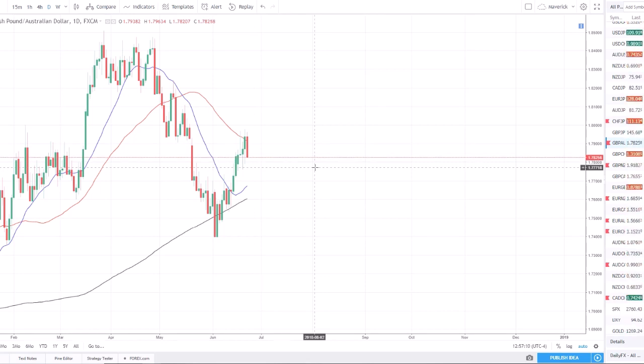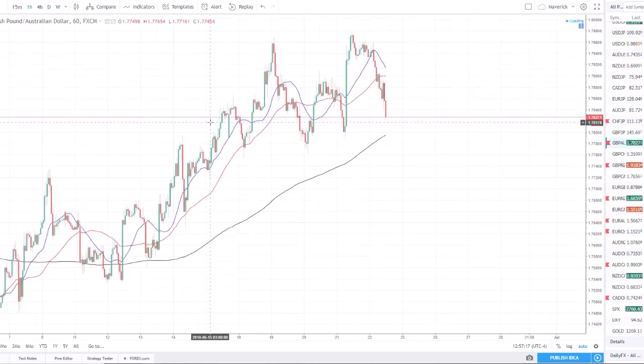So really this is a good sign. And then you want to zoom in and have additional confluence in your trading plan for when to enter.